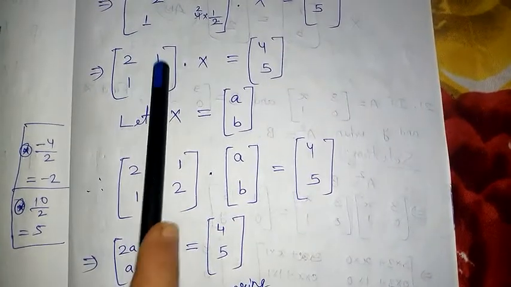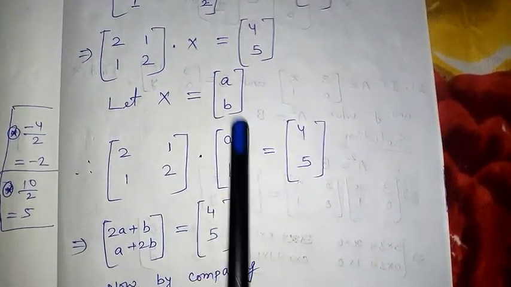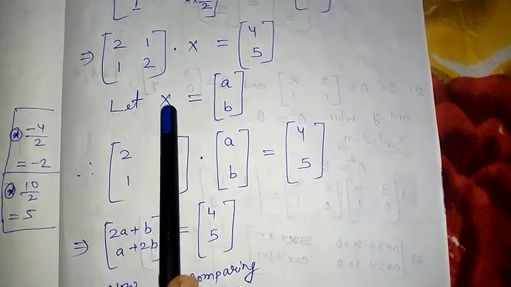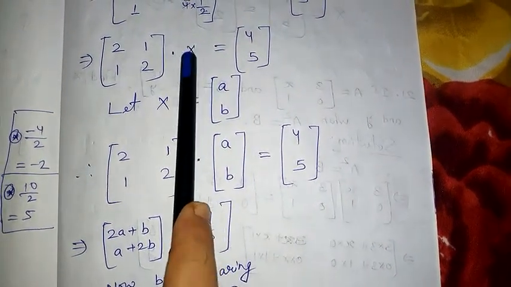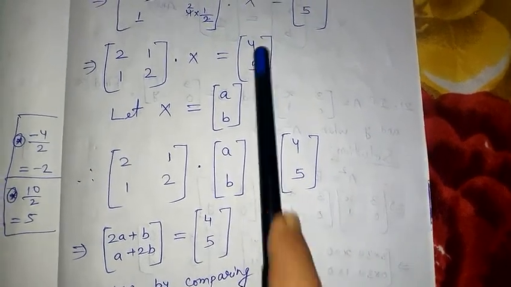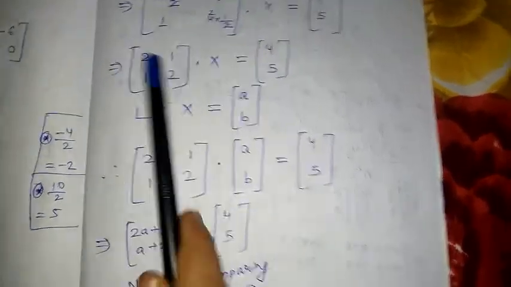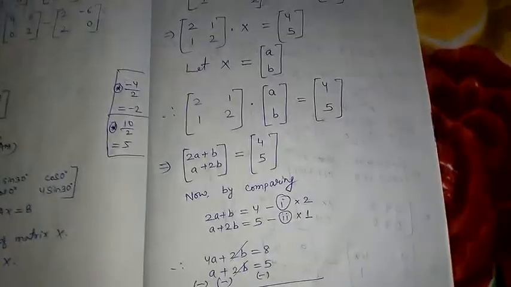Now the same thing I write, [2 1; 1 2], the same I write here, but in place of X I will write the matrix [A B], because X is the matrix [A B]. So in place of X I have put the value of X as [A B] and [4 5] is the same. So this step is very important, children, because we cannot divide one matrix by the other matrix.